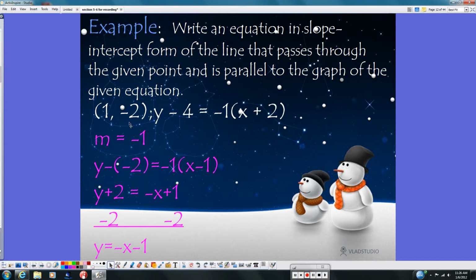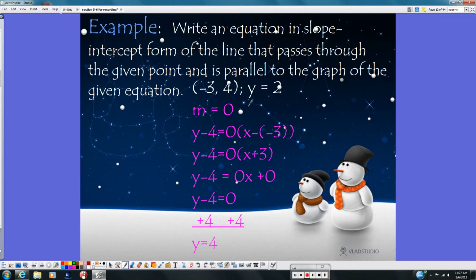So we have our x1 and our y1 and our m. Again, using our point slope form, we have y minus a negative 2 equals negative 1 times the quantity x minus 1. Distribute the negative 1. So we have y, and fix the double negative here. So we have y plus 2 equals negative x plus 1. Subtract 2 from both sides to get this in slope-intercept form. And now we end up with y equals a negative x minus 1.